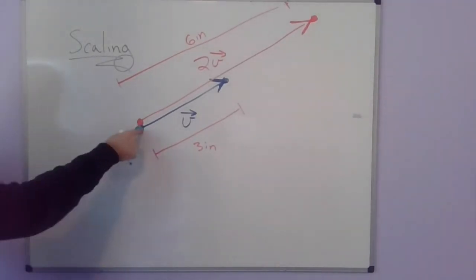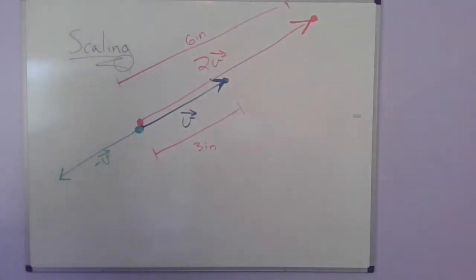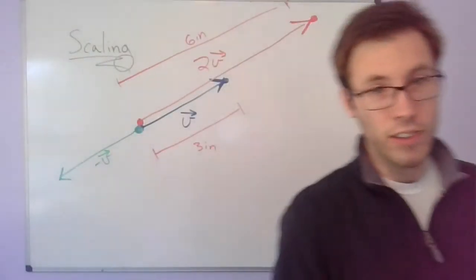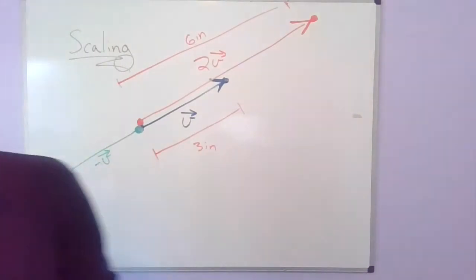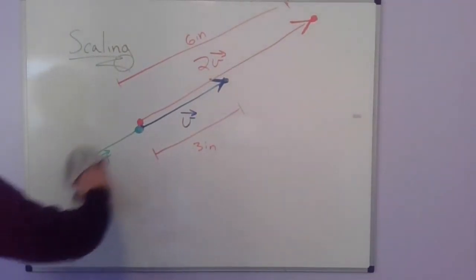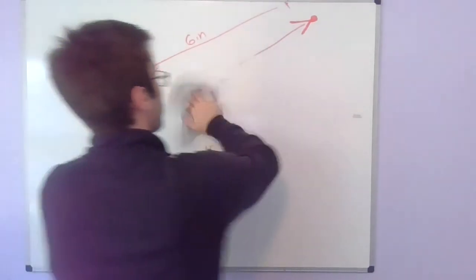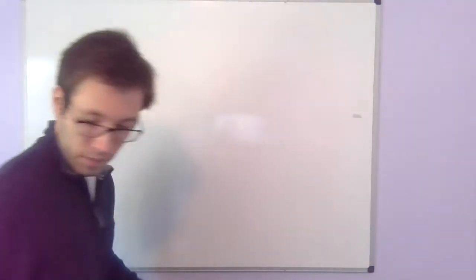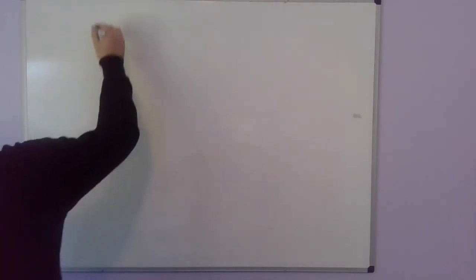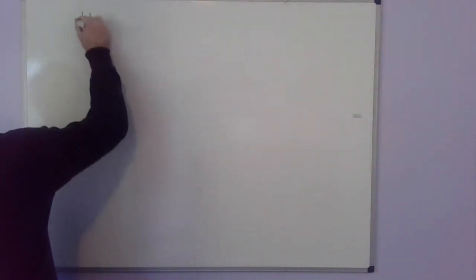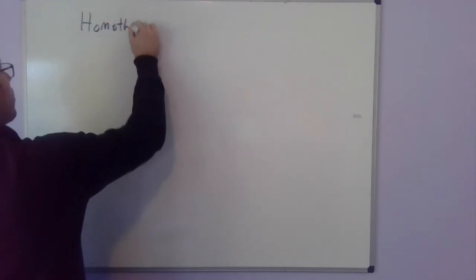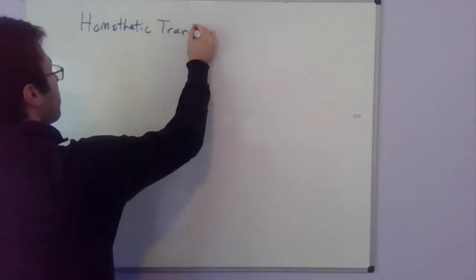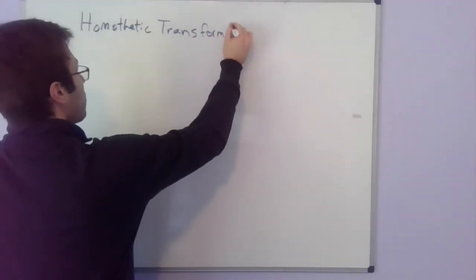And so minus 2v would be all the way down here. So it's just making it bigger or smaller, so we can kind of see it. We can scale vectors that way. All right, now I'm going to talk about homothetic transformation. All right, so let's talk about a particular type of transformation, homothetic transformation.